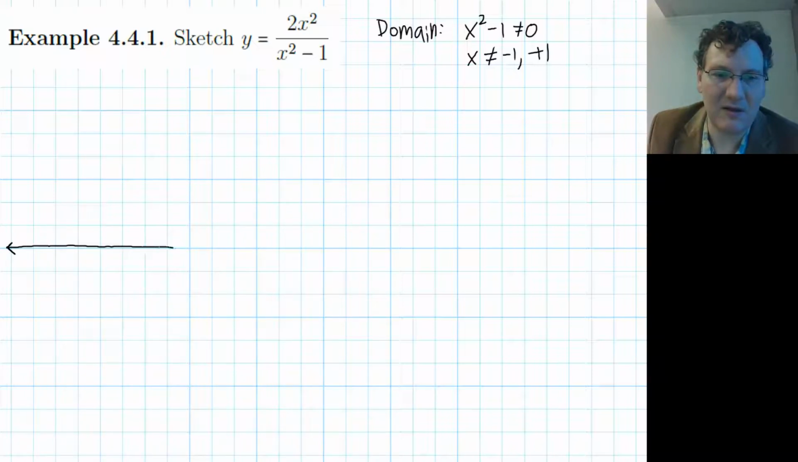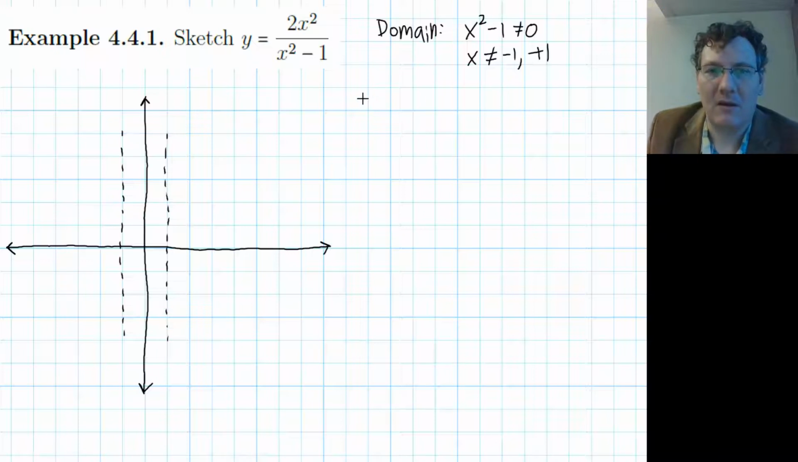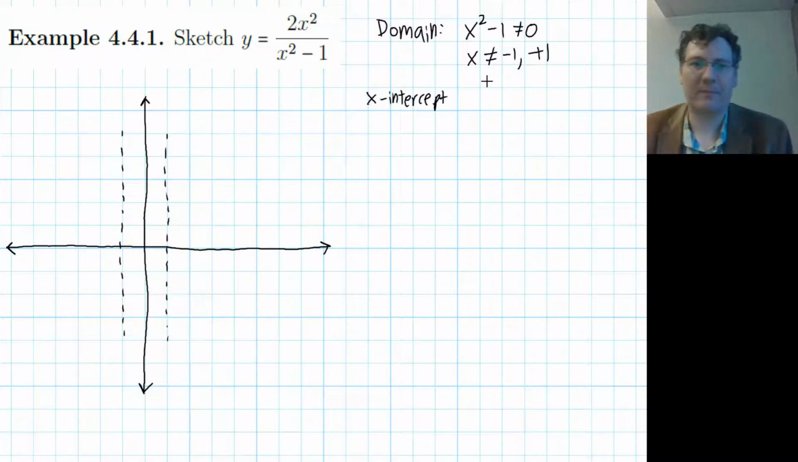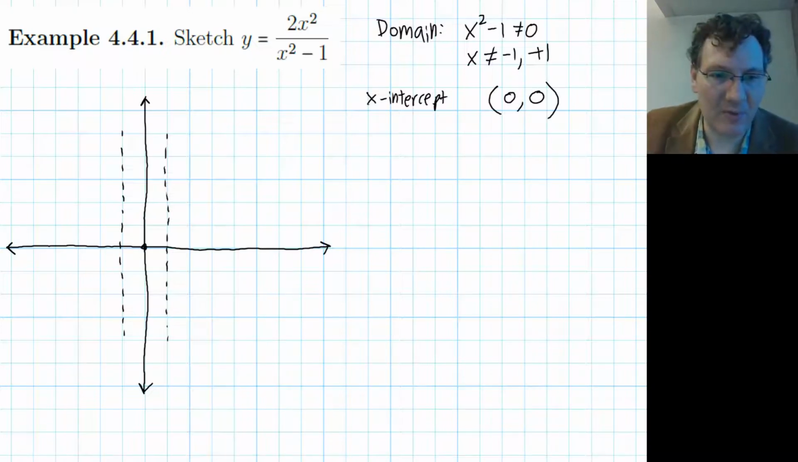Let me try to sketch this out a little bit to start. I'll put some axes down, and we'll note that we have asymptotes. This is a rational function, with asymptotes at -1 and +1. What else can we say? We can identify the x-intercept. This function is going to be 0 only when x is equal to 0. So the point (0, 0) is the one and only x-intercept, and I can plot that point there.